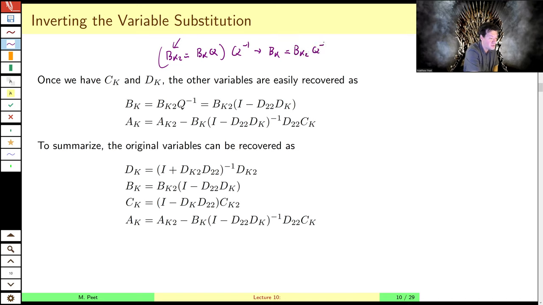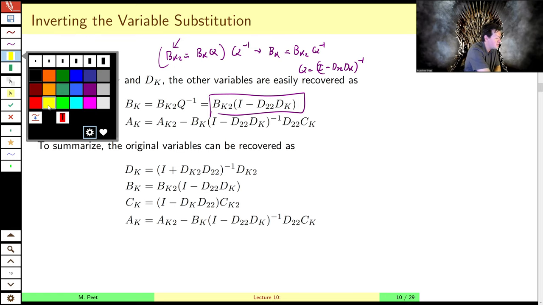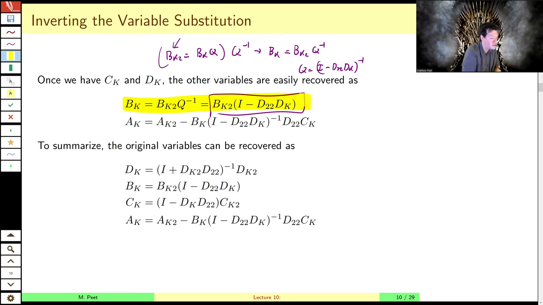BK2 times Q inverse. What is Q inverse? Well, remember what Q was. Q was I minus D22 DK inverse. And so the inverse of an inverse is just the matrix itself. And so we have that, I think what color was this? I think that was yellow. So we now have an expression for BK in terms of DK and BK2. This is known from the first inversion, and this is the one we found from our optimization problem. And so given DK2 and BK2, we can recover the variable BK.